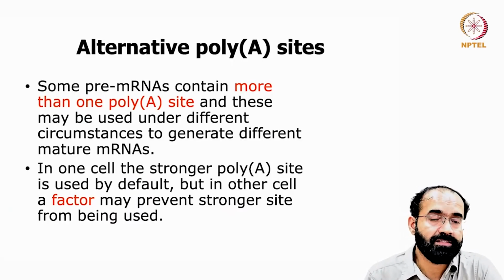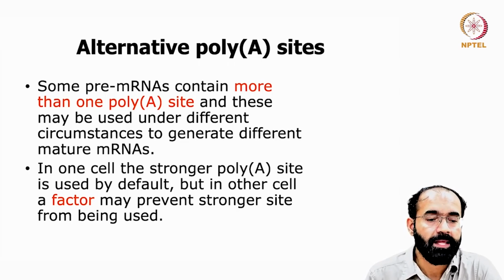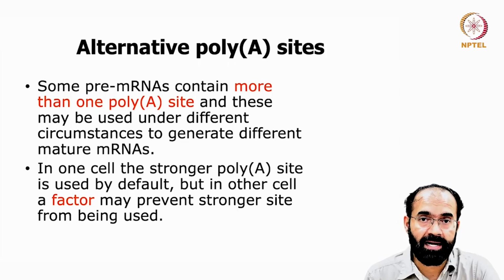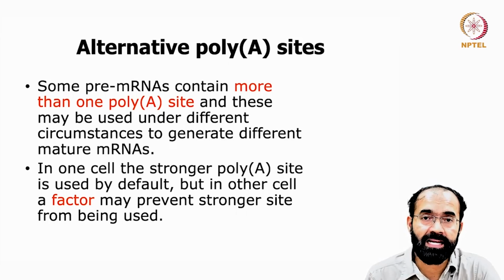And what are the alternative polyA sites? In the previous sections I already mentioned that polyA sites can be many, not just one. Some genes will have three or four polyA sites, and which is used depends on which tissue you are talking about. One gene can be expressed in 10 different tissues, but polyA site utilization need not be the same. Some pre-mRNAs contain more than one polyA site, and these may be used under different circumstances to generate different mature RNAs.